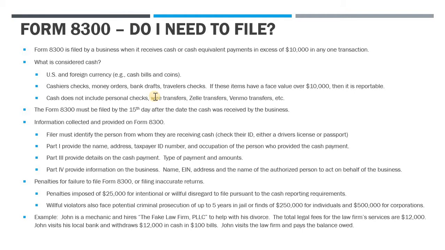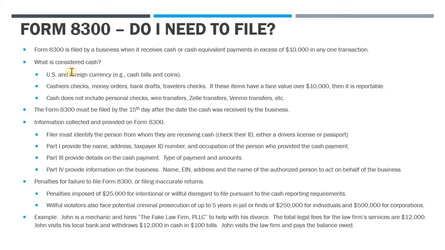This also applies to a business selling some type of inventory product. Say it's a hardware store selling lumber. If a contractor comes in and buys $20,000 worth of lumber and pays for it in cash, an 8300 has got to be reported. And that's reported by the business, not the person that pays the bill. It's by the individual or business conducting their business that receives the payment.